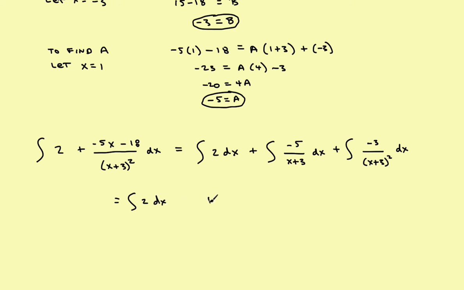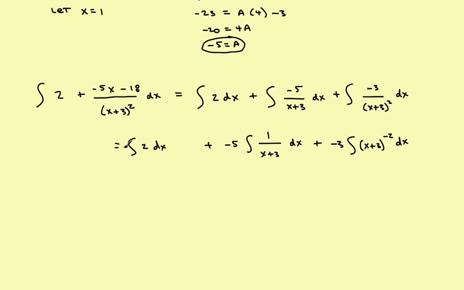Then I've got plus. Now what this one's going to be, I'll bring the -5 out in front. This would be the integral of 1 over x plus 3 dx. And then finally this one would be plus, and I'll bring the -3 out in front, so -3 times the integral. And I'm going to take this and move it up to the numerator and make it be x plus 3 to the -2 power. And I can actually use a power rule on that one. So to solve these, now this one is just good old power rule. So we'll write them as 3 separate things.